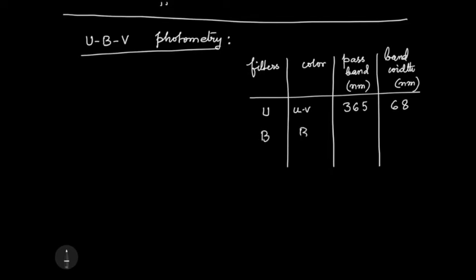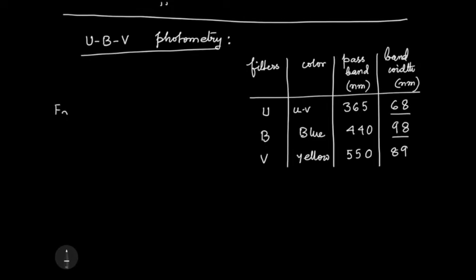Then B, this is blue, 440 and 98. Essentially, this means that it passes the light which has 365 nanometer mostly, and it also passes a little bit around 365 nanometer. That around is defined by 68 nanometer. V is not violet but visible, yellow, and this is 550 nanometer and 89 for the width.